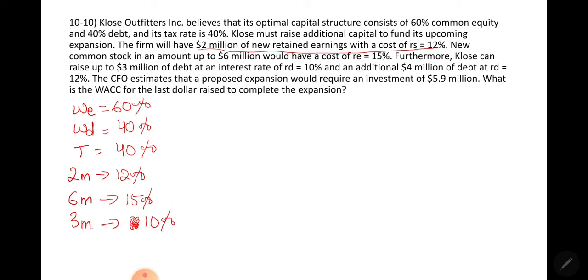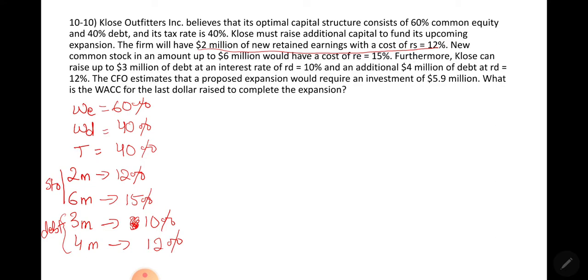An additional 4 million of debt at 12%. So an additional 4 million can be raised at 12%. This is the cost for stock. So this is stock. And this is the cost for your debt. Now, furthermore, Close can raise up to 3 million.